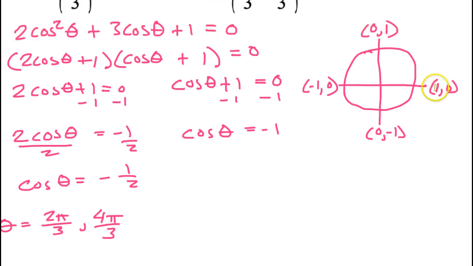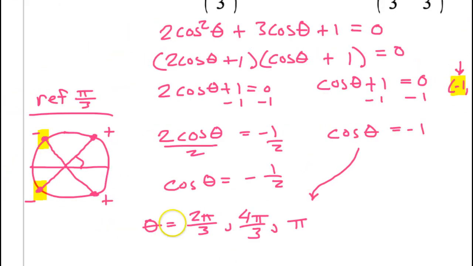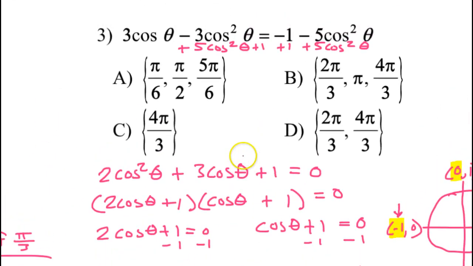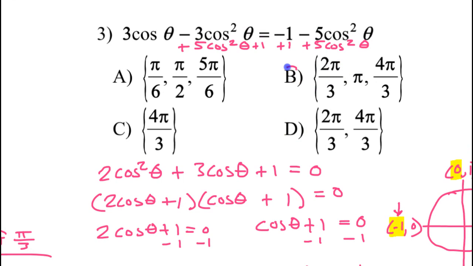So since we're only looking at the x value, we're just looking at this. Okay, so the cosine of which angle is negative 1? Obviously we're only talking about this guy right here, and this is pi. Alright, so I'm going to add pi to the list. So these are the 3 solutions: 2 pi over 3, 4 pi over 3, and pi, which is B. So the answer is B.